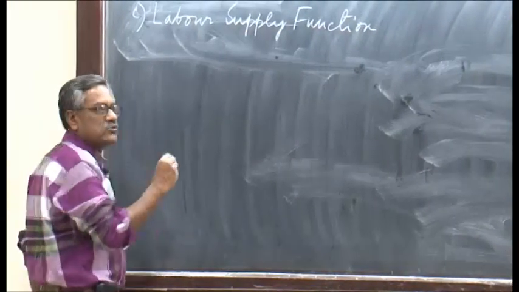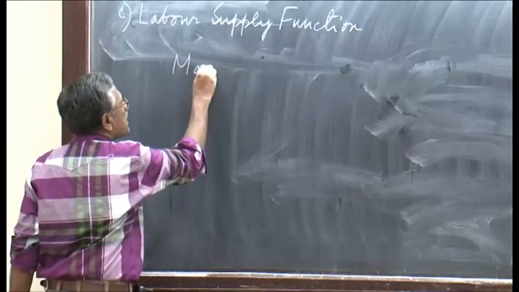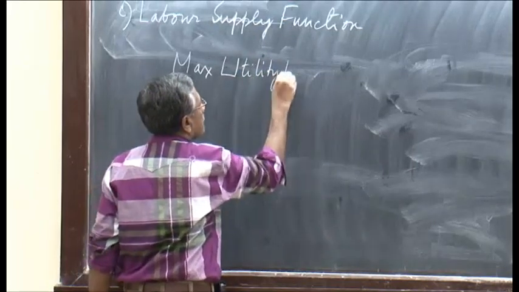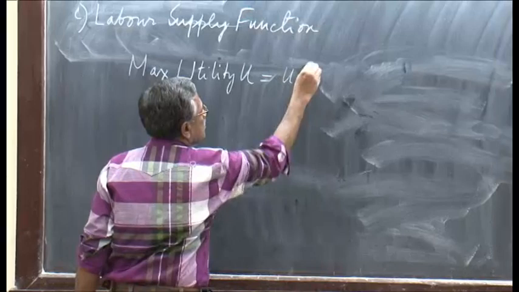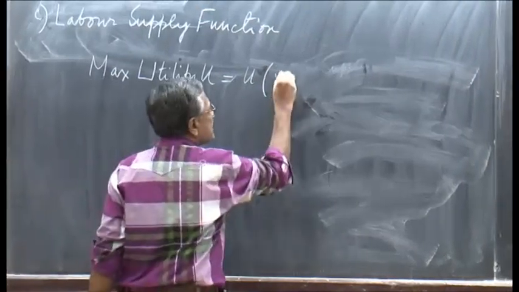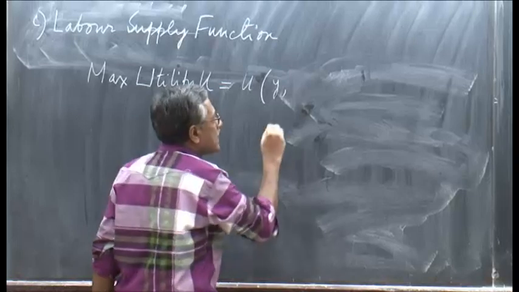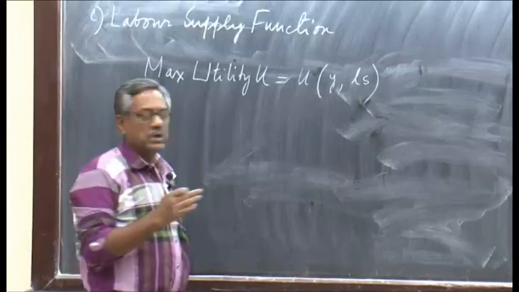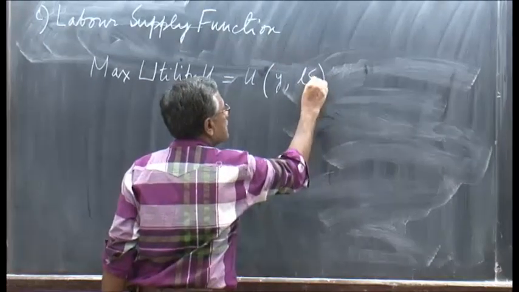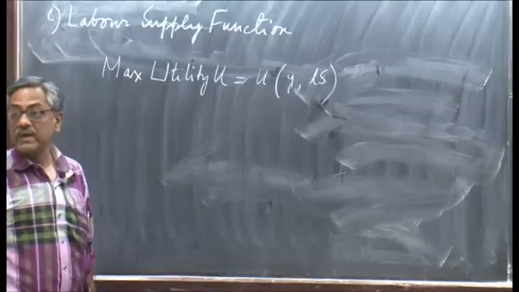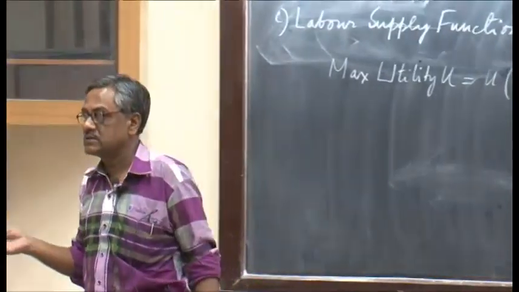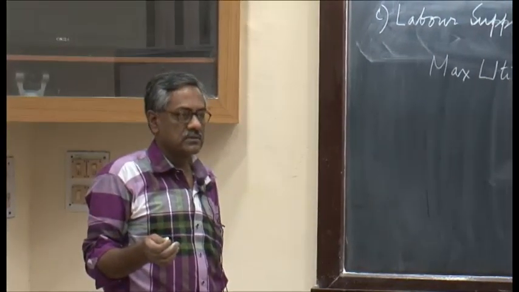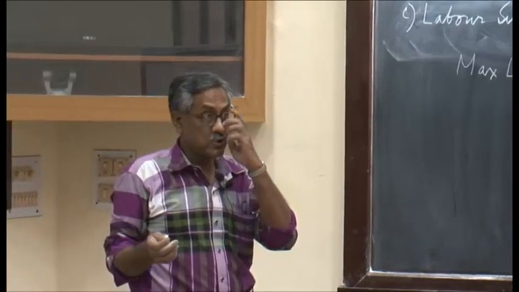So if they are maximizing utility, you can say a consumer maximizes utility U, which is a function of, say, two things. One, his total income, real income Y, and two, leisure, LS. Leisure is what you enjoy when not doing anything, not working: watching movies, chit-chatting with friends, staying up late at night, whatever, going to a rave party provided it's not illegal.